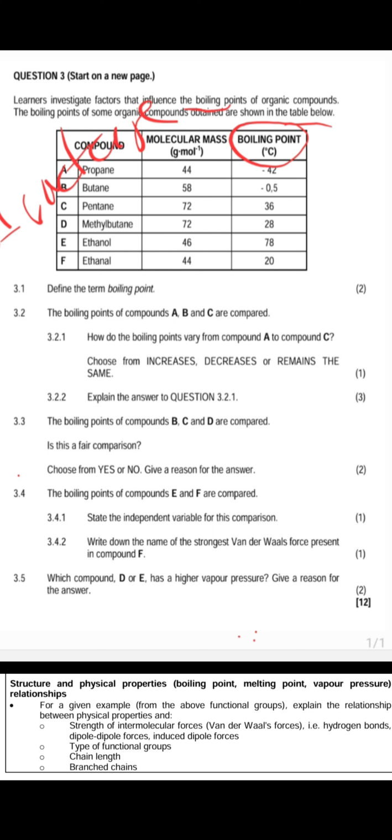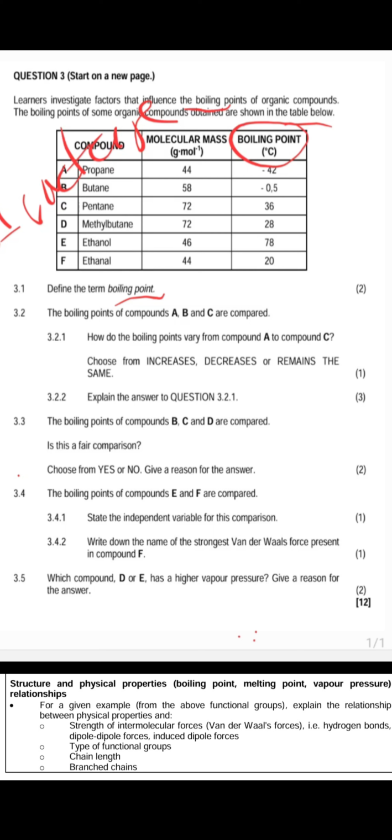The boiling points of some organic compounds obtained are shown in the table below. We are given A to F, as I said. 3.1 says, define the term boiling point. And I don't think I've ever seen a question paper without the term boiling point being defined. Even when I was writing my matric, there was a question saying define the term boiling point.